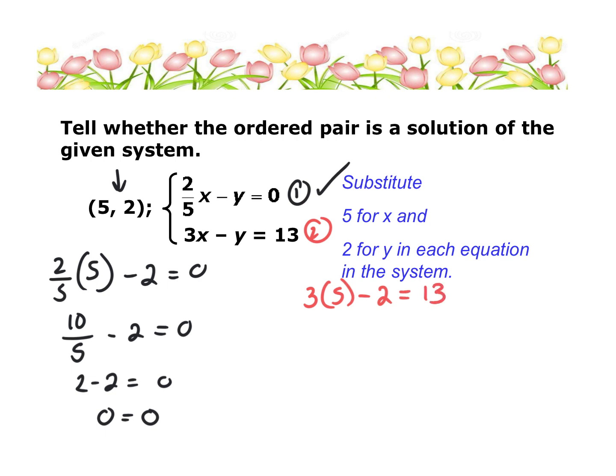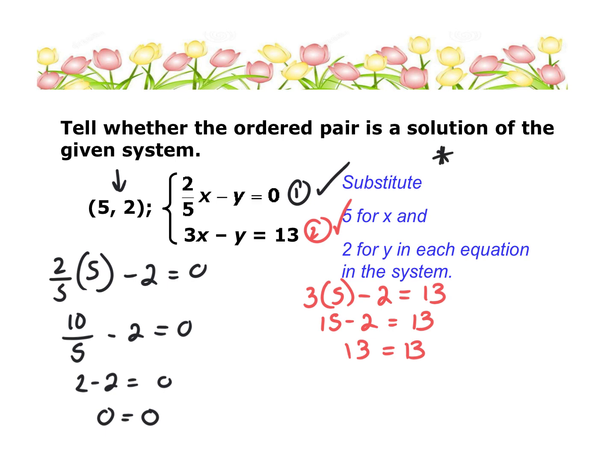Now, 5 times 3 is 15. And then we're going to just rewrite minus 2 equals 13. Then 15 minus 2 is 13. And 13 does equal 13. So therefore, it's also good for this equation. Now, because this ordered pair worked for both, we know this is a solution.